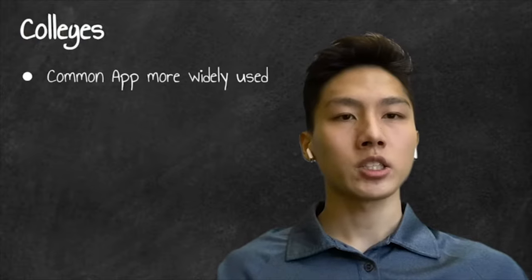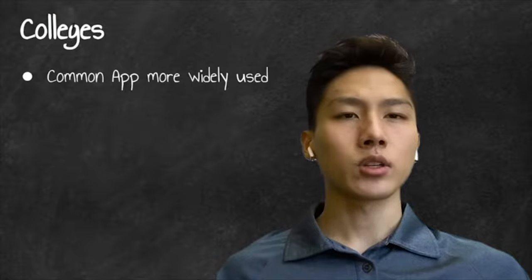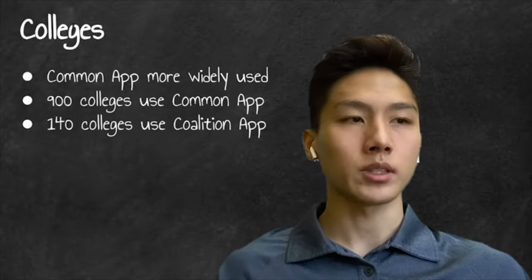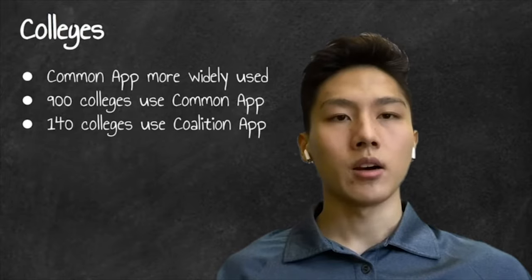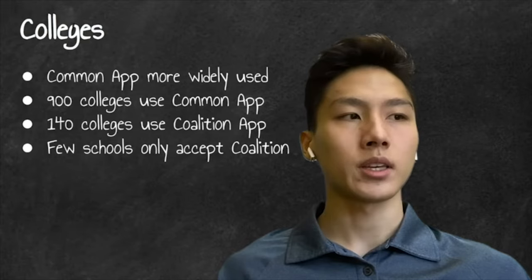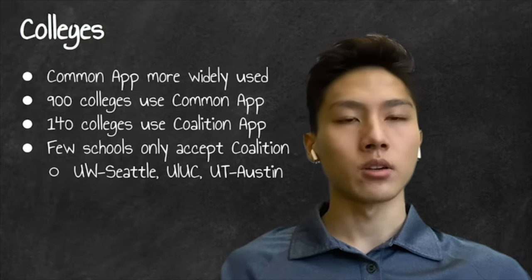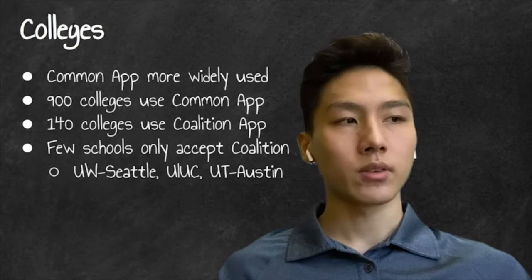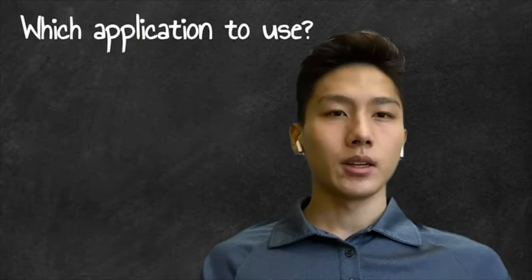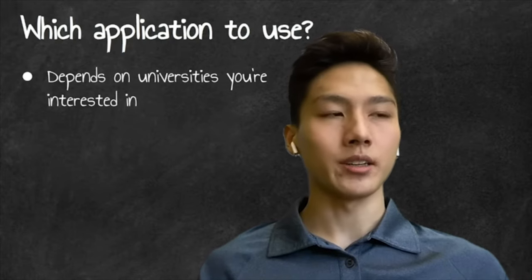So the Common Application is more widely used than the Coalition Application. As of 2020, around 900 schools use the Common Application and around 140 schools use the Coalition Application. However, there are a few schools, around 17 schools, that accept only the Coalition Application and not the Common Application. These schools include the University of Washington at Seattle, the University of Illinois at Urbana-Champaign, and the University of Texas at Austin. So what application you fill out completely depends on the universities that you're interested in applying to.